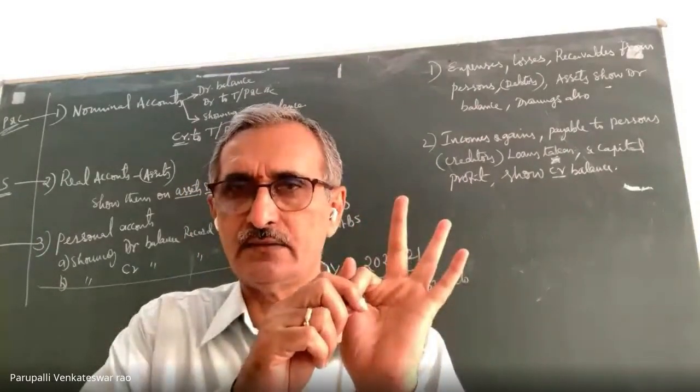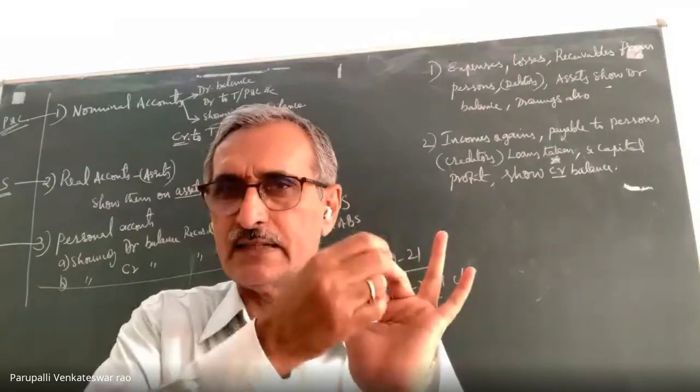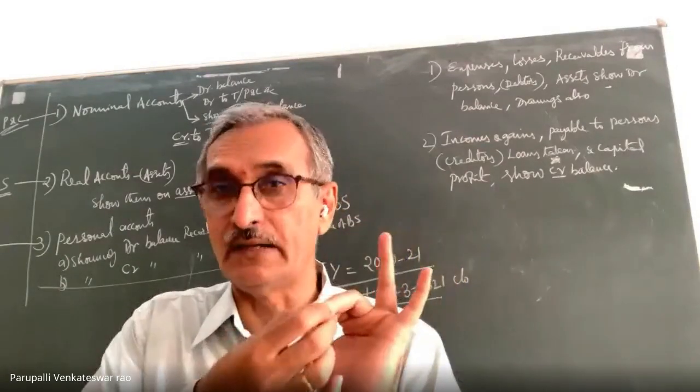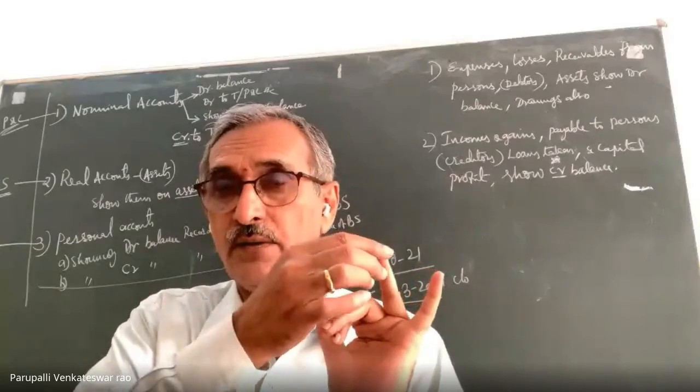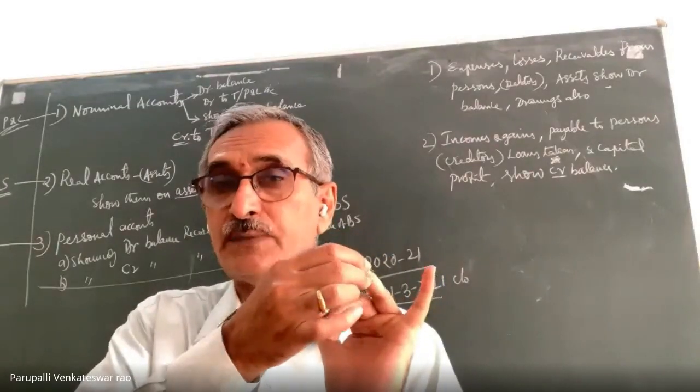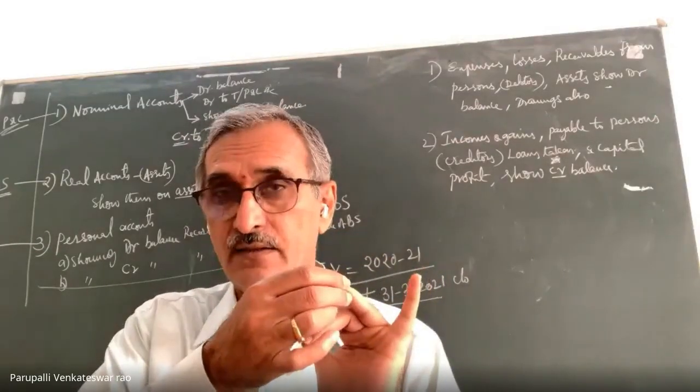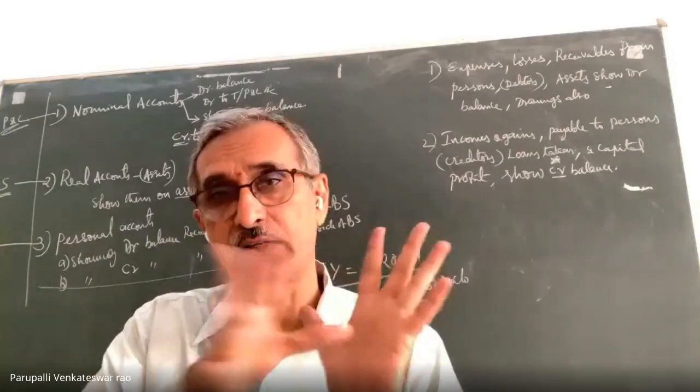Real account, assets. Personal account, debit, asset. Personal account, credit, liability. Real nominal account, expenses, losses, debit. Incomes and gains, credit. That's it.